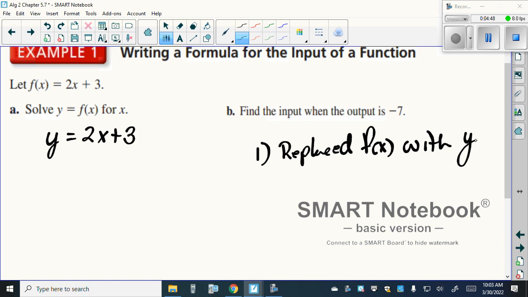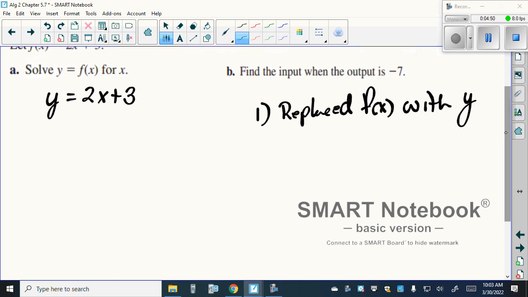Now, after this one, our next main step would be to switch x and y, because when we find the inverse, we're really switching the x and y values, the domain and range. But for this one here, we're just going to try to get x by itself. I'm wanting to solve for x. y equals 2x plus 3. What is the first thing we can do to get the variable x by itself? Subtract 3.